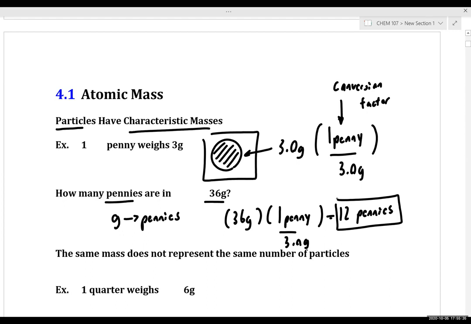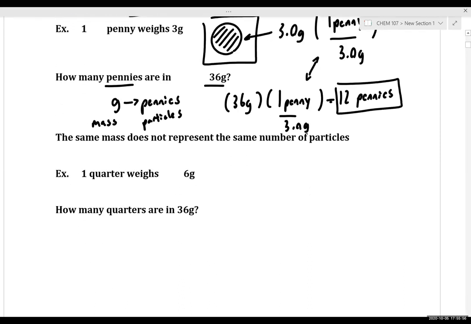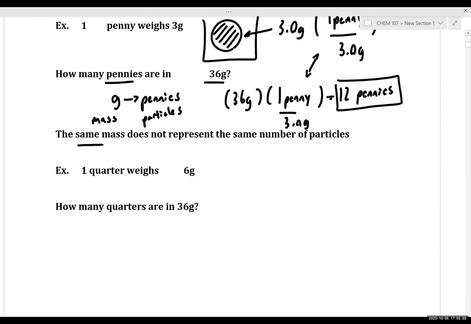So in effect, we have gone from a unit of mass to a unit describing particles or the amounts of objects, right? We've gone from grams to pennies using our conversion factor. Does that make sense to everyone? This idea that particles have a characteristic mass. Yes. Okay.